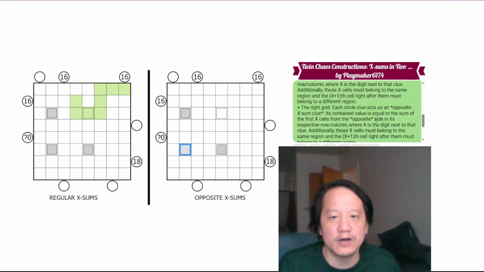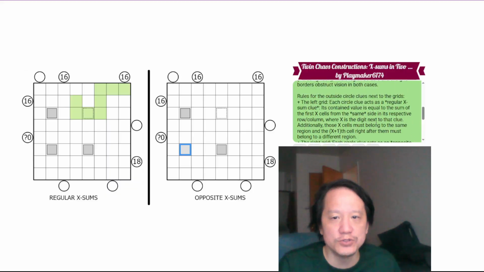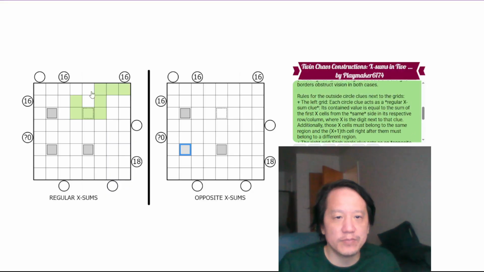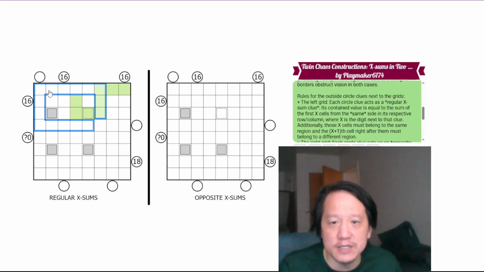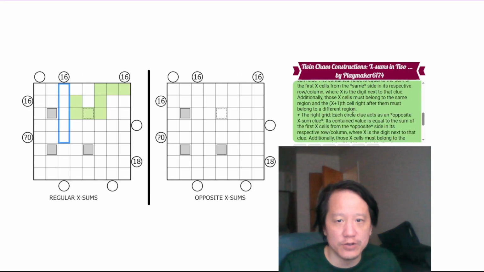Rules for the outside circle clues next to the grid. For the left grid, each circle clue acts as a regular X-sum clue. Its contained value is equal to the sum of the first x digits from the same side in its respective row and column, where x is the digit next to that clue.